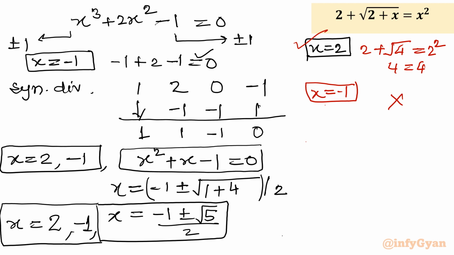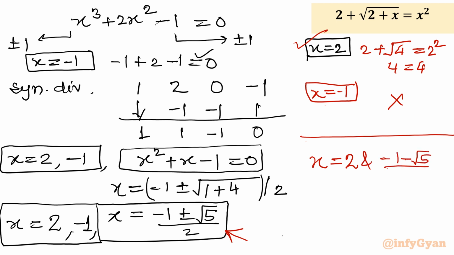So what is the ultimate solution? Similarly, of these two irrational real solutions, only one solution will be accepted. So I will write directly the accepted solutions: x is equal to 2 and x is equal to (minus 1 minus square root of 5) over 2. You can check by putting the value. Now method number 2.